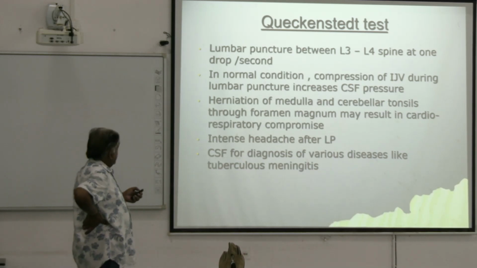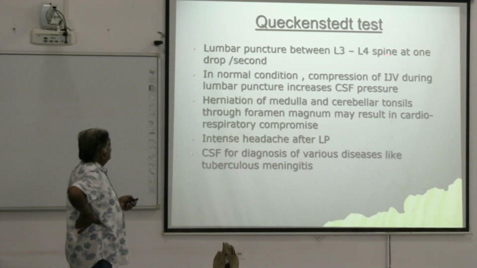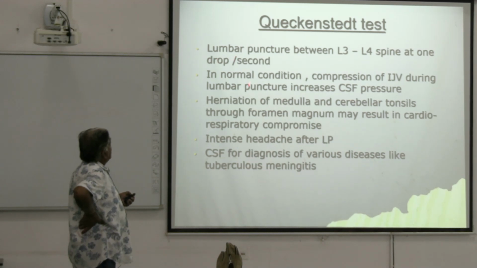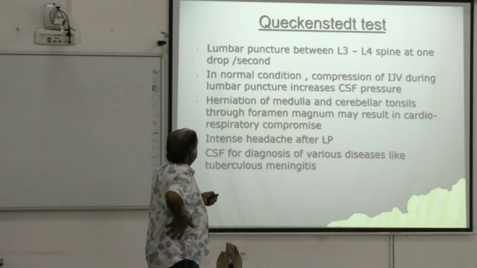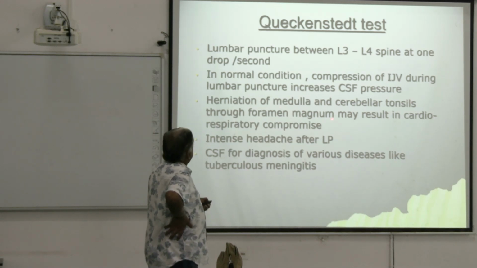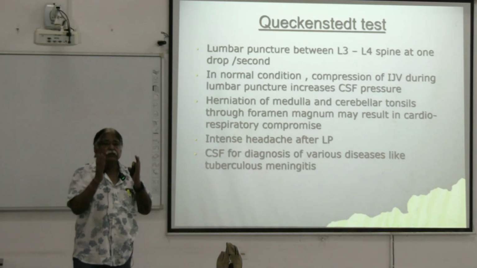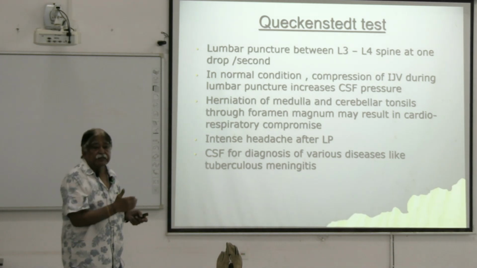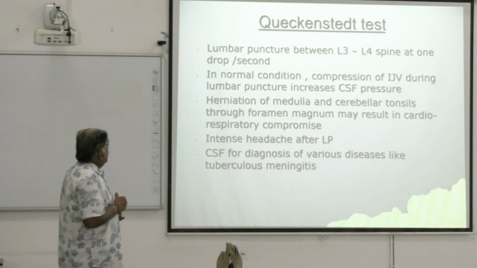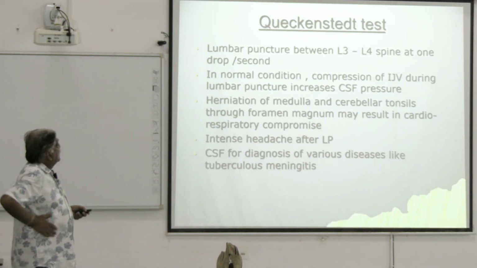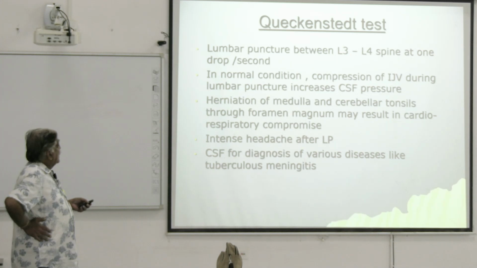Queckenstedt test. Now, lumbar puncture between L3 and L4 spine at 1 drop per second. In normal condition, compression between the intervertebral discs, the lumbar puncture increases CSF pressure. Herniation of medulla and cerebellar tonsils through the foramen magnum may result in cardiorespiratory compromise. So if there is any injury to the brain, these are the manifestations. If a patient with trauma comes with respiratory compromise and higher CSF pressure, then intense headache after lumbar puncture.